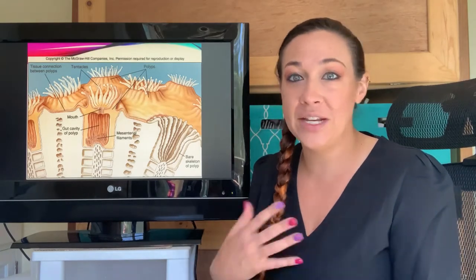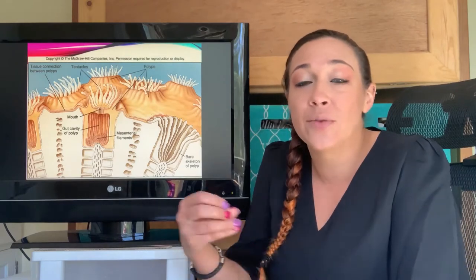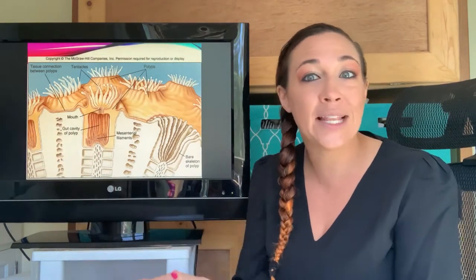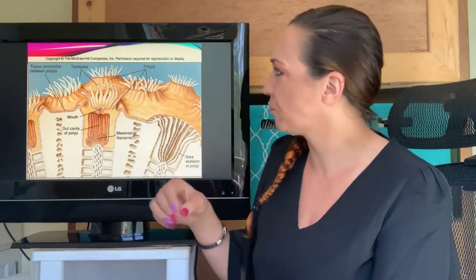But if they need to, say if they don't have the zooxanthellae anymore, they can actually extend those outside of their bodies and digest things from outside of their bodies, kind of like those sea stars that we learned about, and then pull them back in. So that's pretty cool. The tentacles, you guys are used to the tentacles, right?